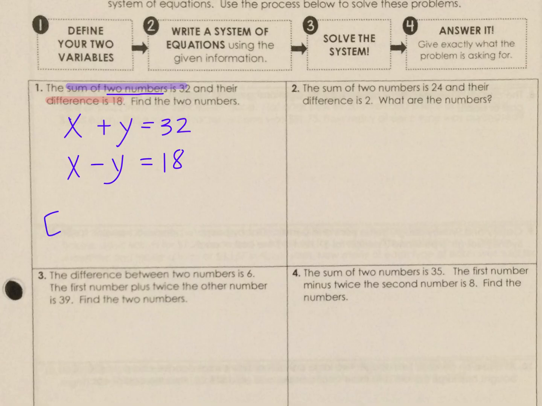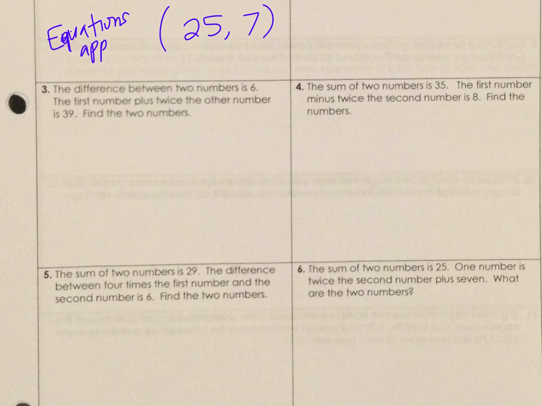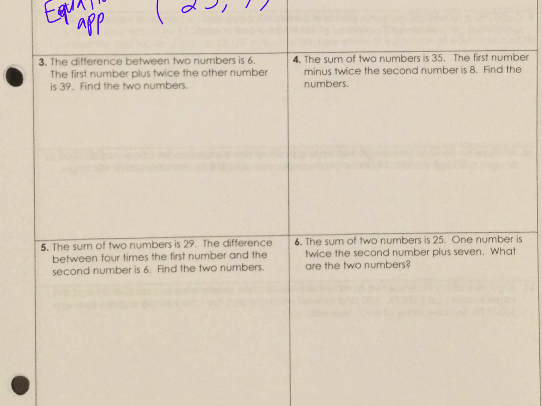I type these 2 into the equations app, and it tells me that x equals 25 and y equals 7. All right, number 2, you do exactly like I just did number 1. I want you to do number 2 on your own. We'll do the rest of this page together.